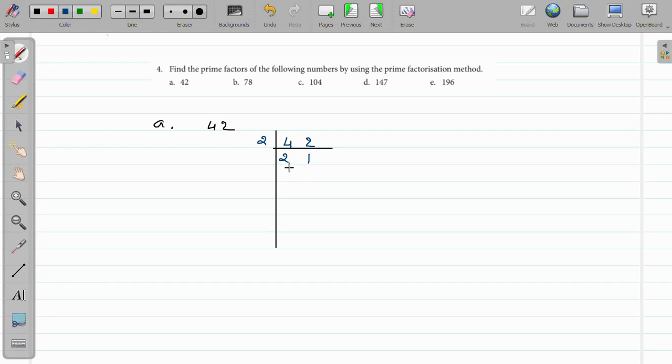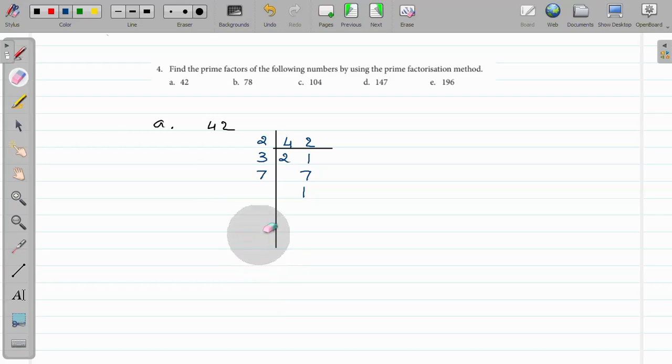And next, this 21 is an odd number. It is not divisible by 2. So it is divisible by the next prime, 3. We will take 3 sevens are 21. Now 7 is a prime number. It is not divisible by any number, so we will take 7 only.